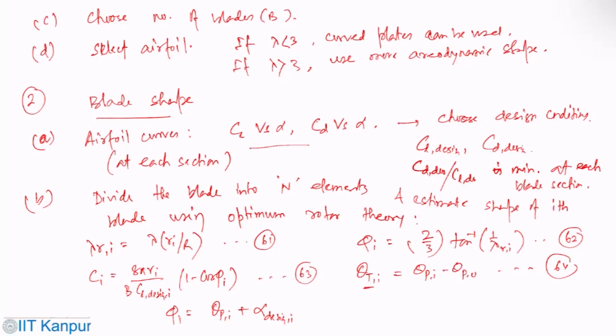So that's what you get here. Alpha is the angle of attack. This is the pitch angle, or I mean the pitch angle at the tip. So you get all these shape parameters of the blade for that.